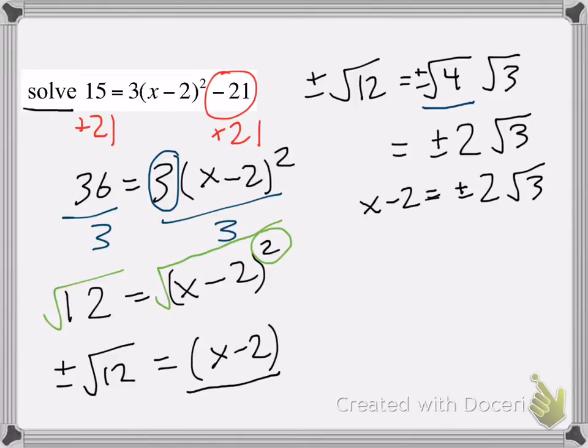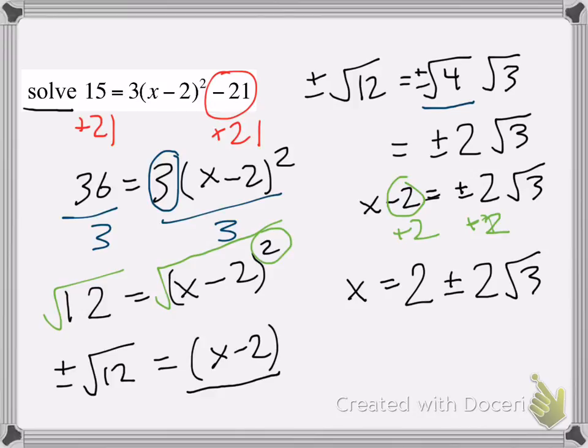And my final step is I'm going to need to move this minus 2 over to the other side. So let's add 2 to both sides. Add 2 to both sides, there we go. And we have x equals 2 plus or minus 2 times the square root of 3.